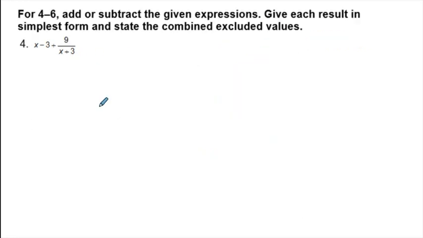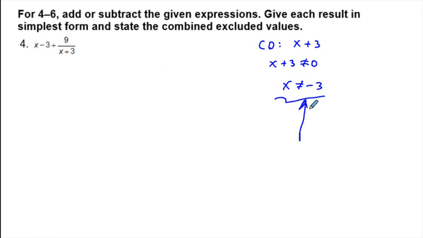Next, for 4 through 6, add or subtract the given expressions, give each result in the simplest form, and state the combined excluded values. Well, our common denominator for this is going to have to be the only thing we see in the denominator, which is x plus 3. And that denominator cannot be 0, so we say x plus 3 cannot equal 0, so therefore x cannot equal -3. And so this right here is what we call our excluded value.